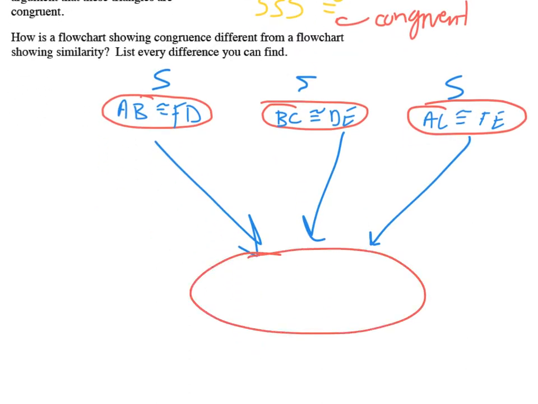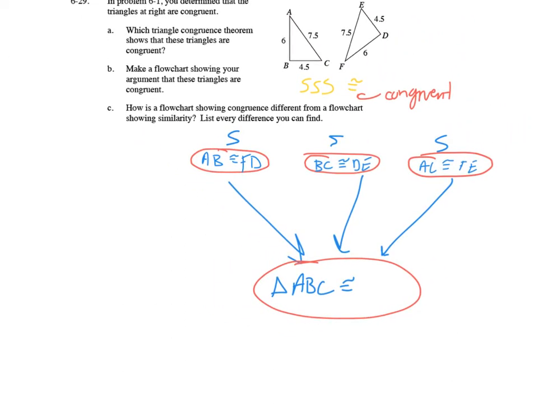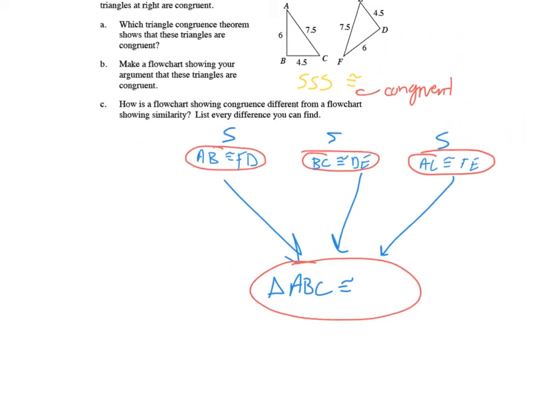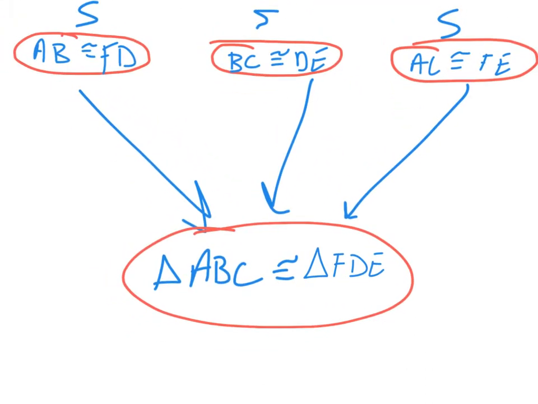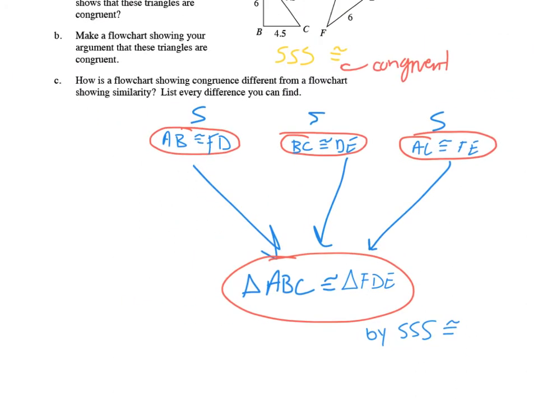And because of those, I can say that triangle ABC is congruent. So now when I list out the rest of my triangles, A and F correspond, triangle FDE, and I know that this is true by side, side, side congruence. So this is very similar to doing a proof like we would for similarity, no pun intended. But we list out all of the facts first in these ovals up here, and then once we've established all of those facts, then we can draw a conclusion, which is saying that those 2 triangles are congruent to one another.